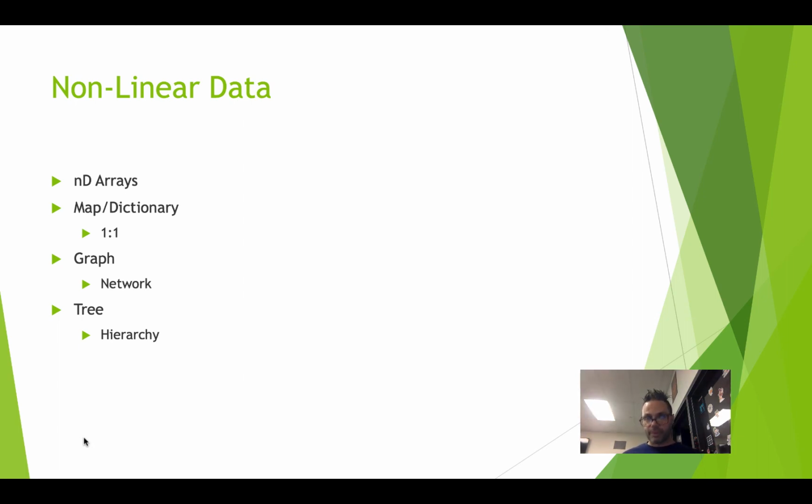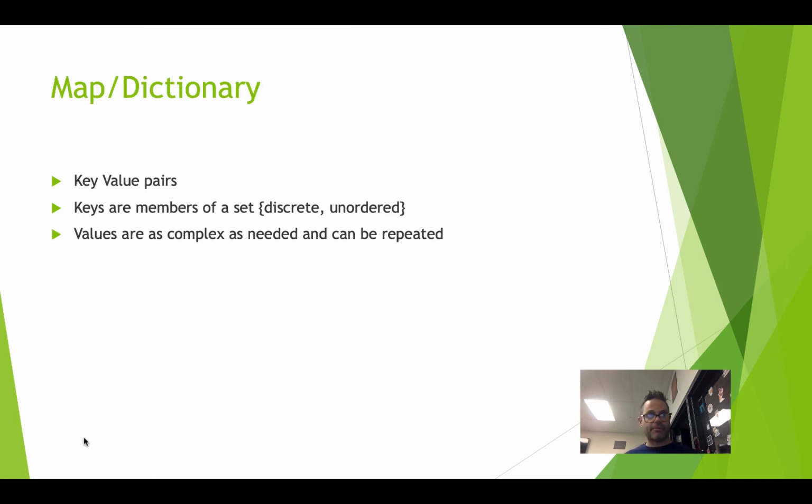Really cool stuff. The next one we have is the mapper dictionary. This is a one-to-one structure. We'll talk about that. We have a graph or network, and then we have the tree, which is a hierarchical system. And so let's go ahead and take a look at the mapper dictionary structure.